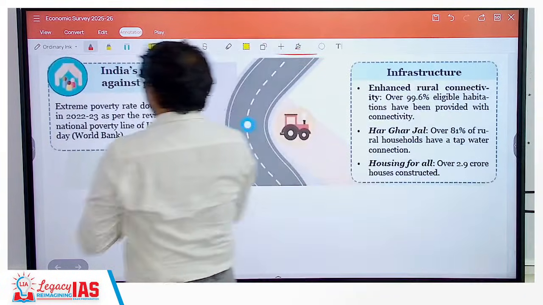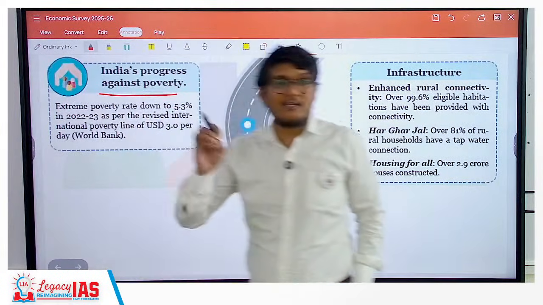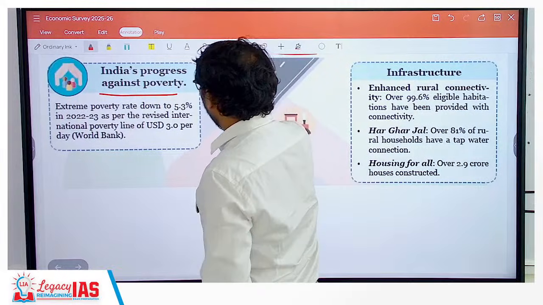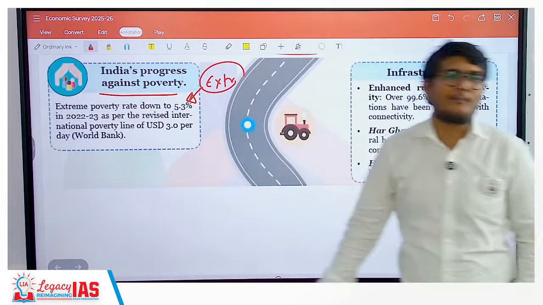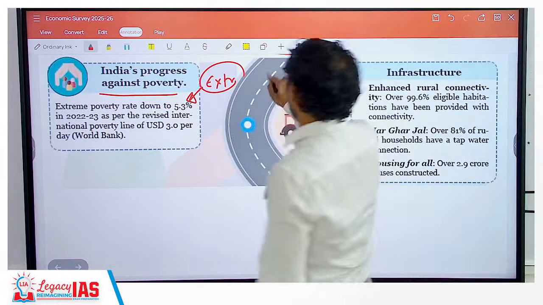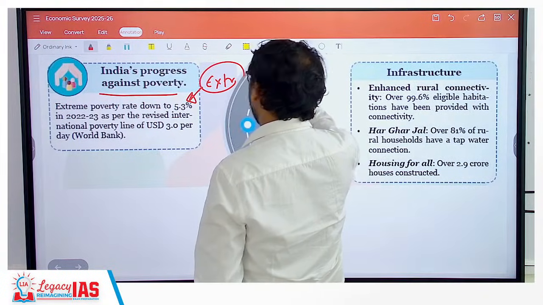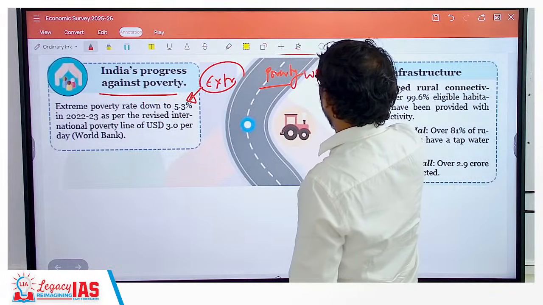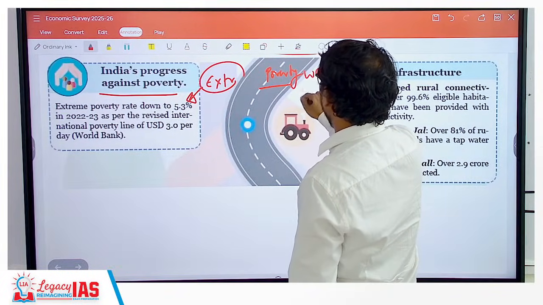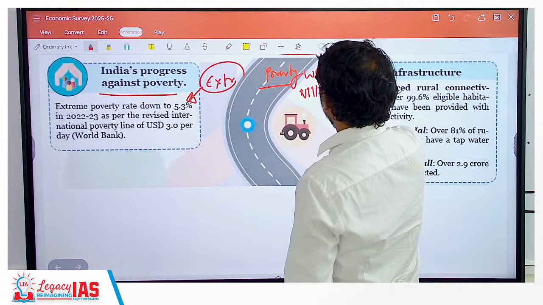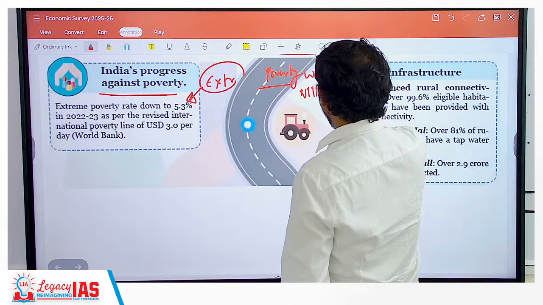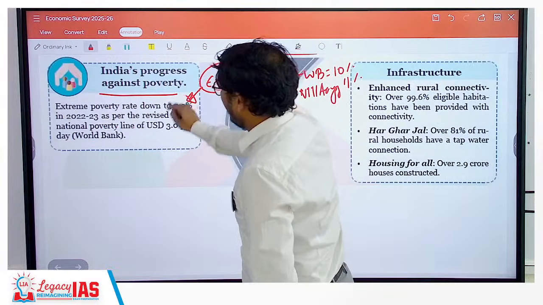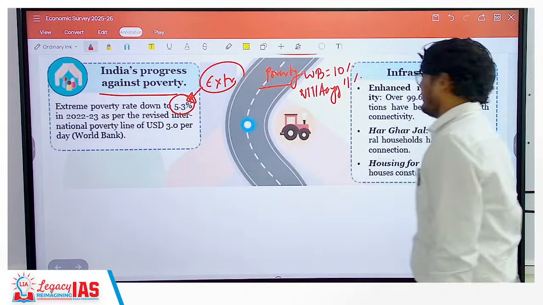So India's progress against poverty. Poverty has reduced in India considerably. Our extreme poverty number is how much? Just 5.3% people are extremely poor. If you talk about poverty in general, our poverty numbers have also gone down. According to World Bank, India has just 10% poverty. According to Niti Aayog, India has around 11% poverty. But if you talk about extreme poverty, it has reduced to 5.3%.